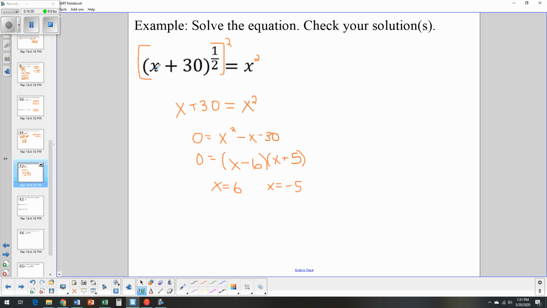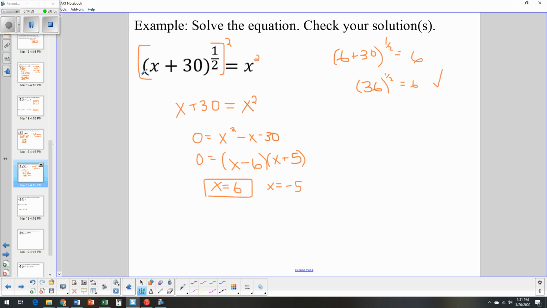So this is positive 6 plus 30 raised to the 1/2 power equals 6. So that's 36 to the 1/2 power equals 6. This really means the square root of 36 equals 6. So that's good.